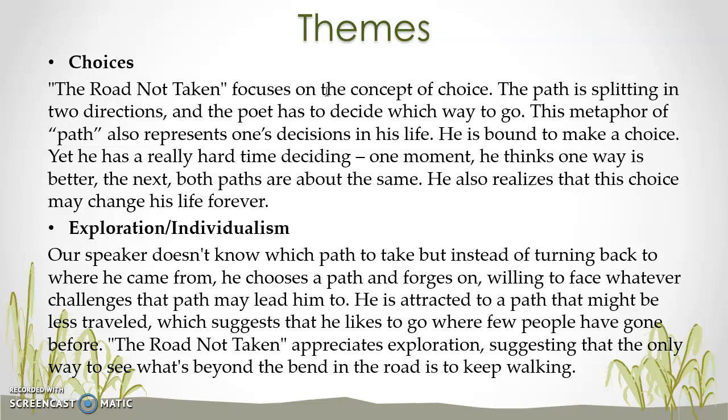The path is splitting in two directions. So you always have two different choices in front of you, and the poet has to decide which way to go. This metaphor of path also represents one decision in his life. We have to make a lot of decisions all the time, and we usually have choices. And whenever there are choices, there is always a doubt which choice to make. If there is no choice, then the decision is easy because you have to do whatever is offered to you. But when a choice is presented in front of you, then you're always a little doubtful which choice to make and what that decision is going to end up like after a few years.